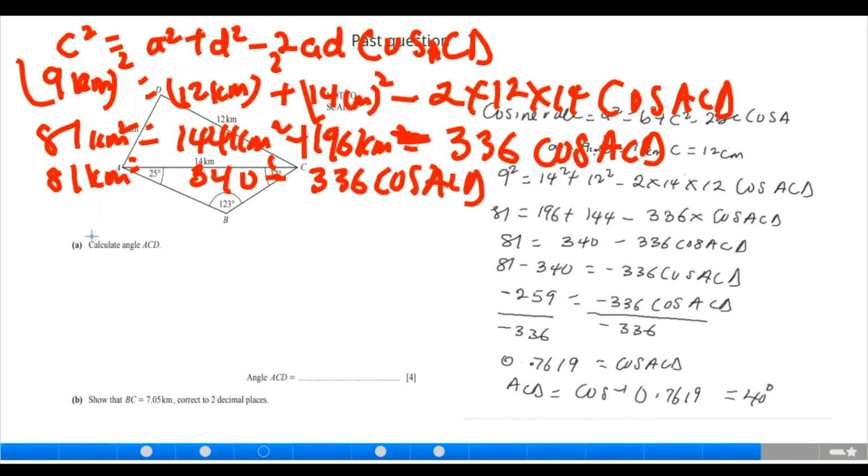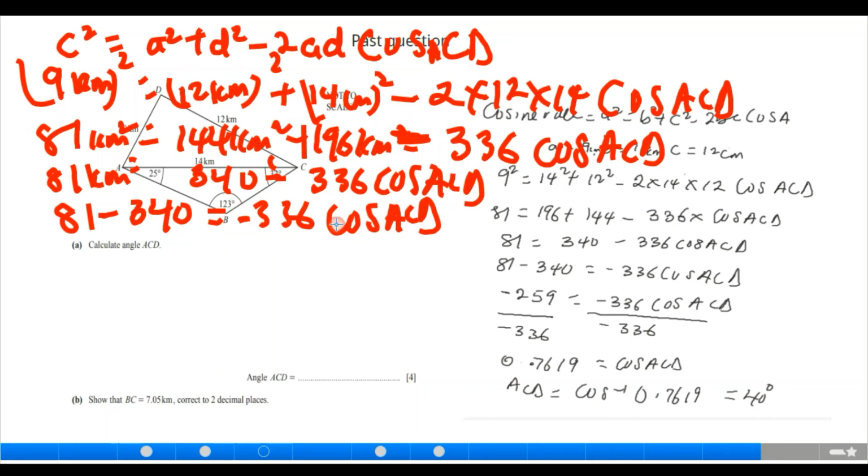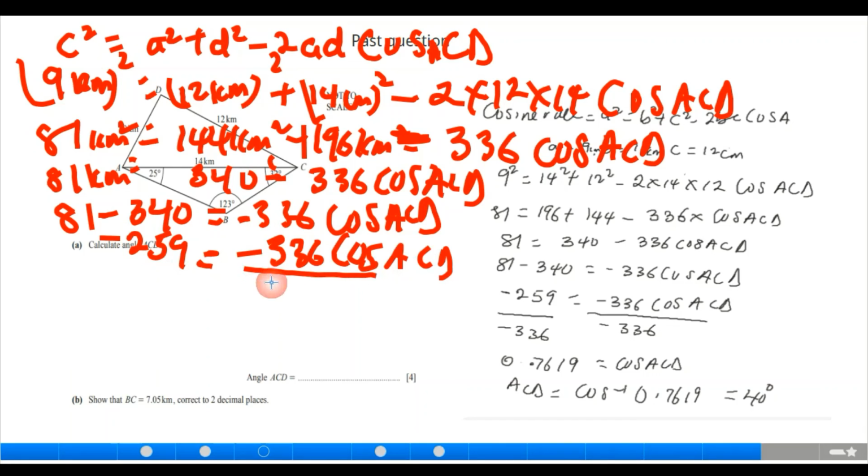So we bring 81 to the other side, we are subtracting. So 81 minus 340, because it's crossing the equation sign, it changes to minus 336 cos ACD. Now if that is the case, 81 minus 340 will give us minus 259, equals minus 336 cos ACD.